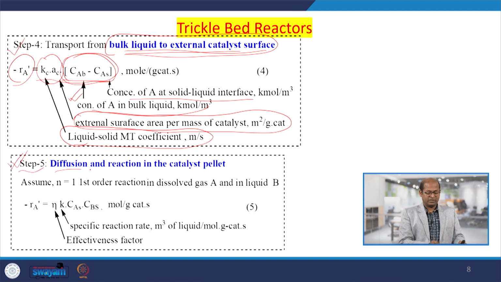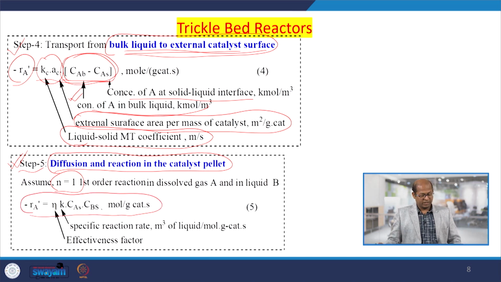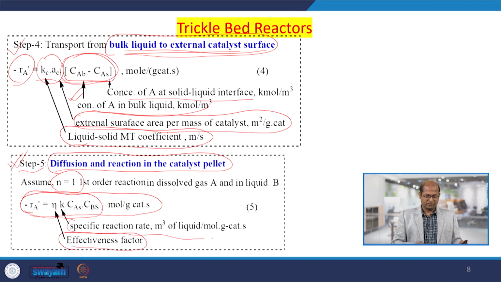Similarly, step 5 is the diffusion and reaction inside the pellets. After the reactant reaches the external surface of the catalyst, it moves into the pores of the catalyst. If we consider a first order reaction, then the rate equation we can write is minus R A prime equals eta K C A S into C B S. Minus R A prime is the actual rate that we get, eta is the effectiveness factor, which we have discussed, the specific reaction rate constant we have also discussed, and C A S and C B S are the component concentrations. That way we can write the rate equation for heterogeneous reactions.